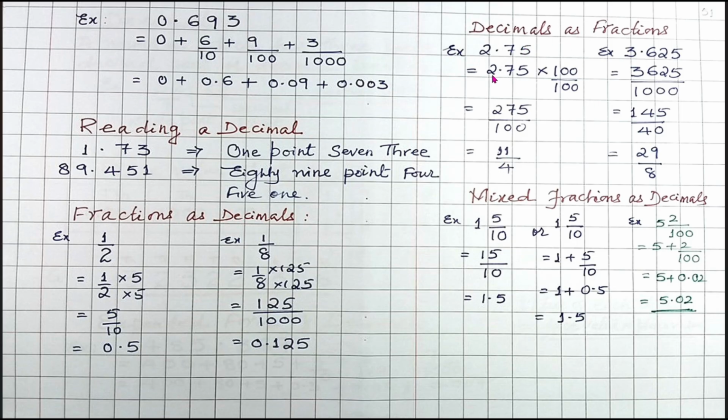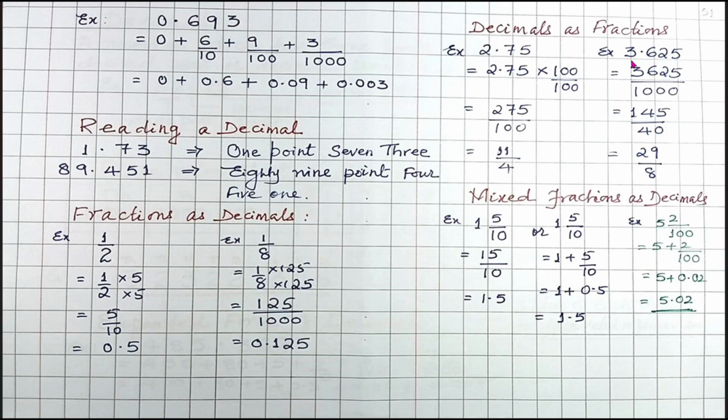Now 2.75 multiplied by 100. There are 2 decimal places here, so multiply by 100 with 2 zeros, that is 100 divided by 100, so you get 275 by 100. Therefore 275 by 100 is 11 upon 4 after simplifying. Okay, so please remember this. This is the method of converting a decimal number into a fraction.